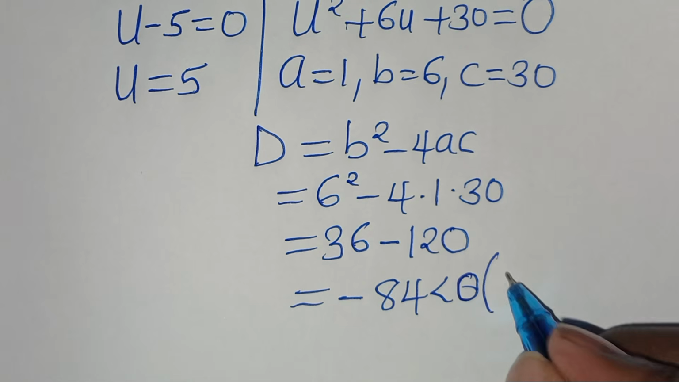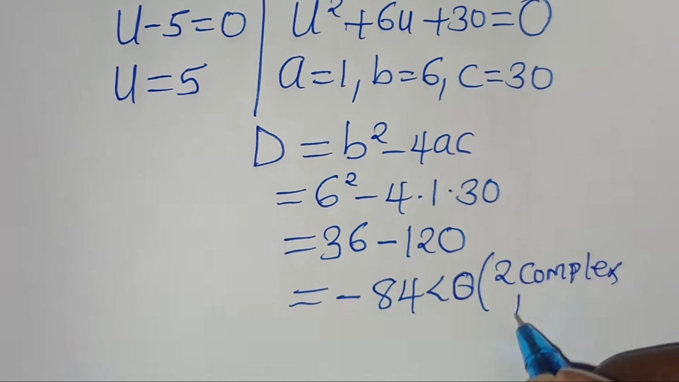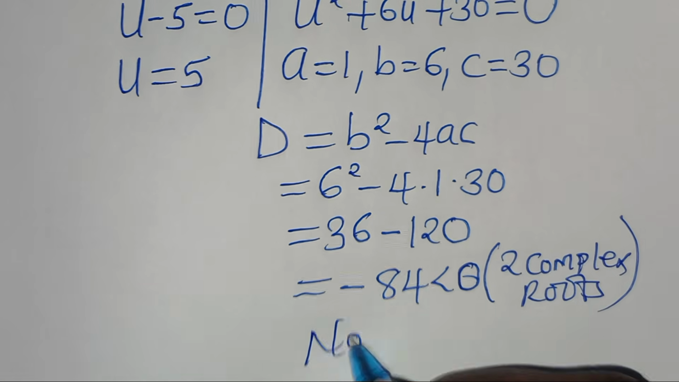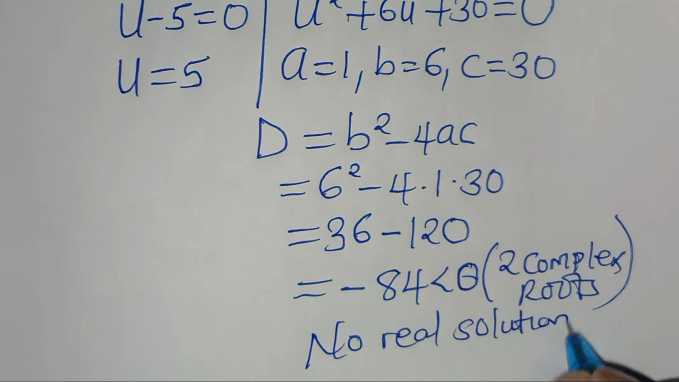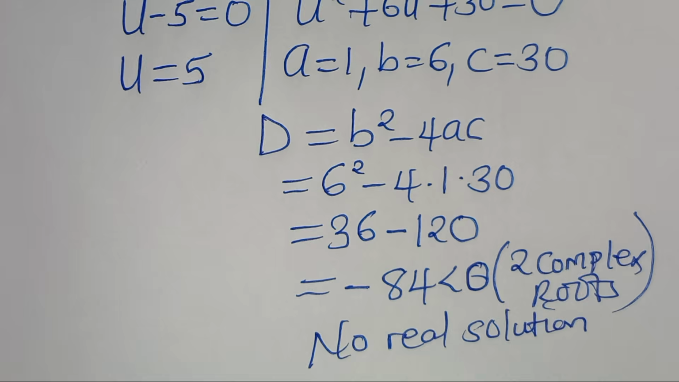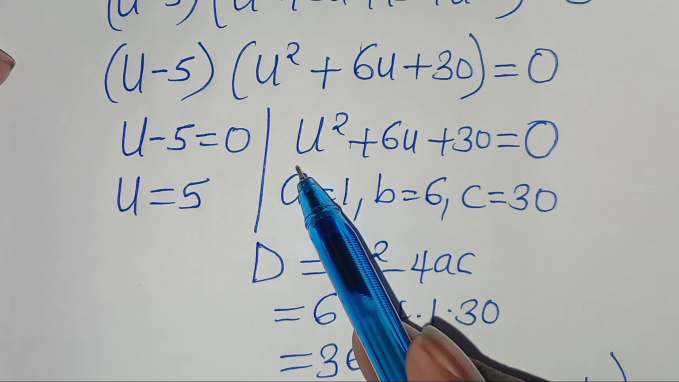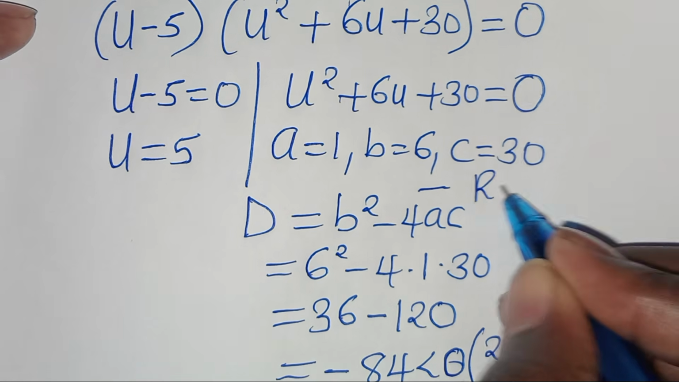So what this indicates is that we have two complex roots, and therefore there is no real solution. There is no real solution that can be obtained from this quadratic equation. Therefore, this quadratic equation is rejected.